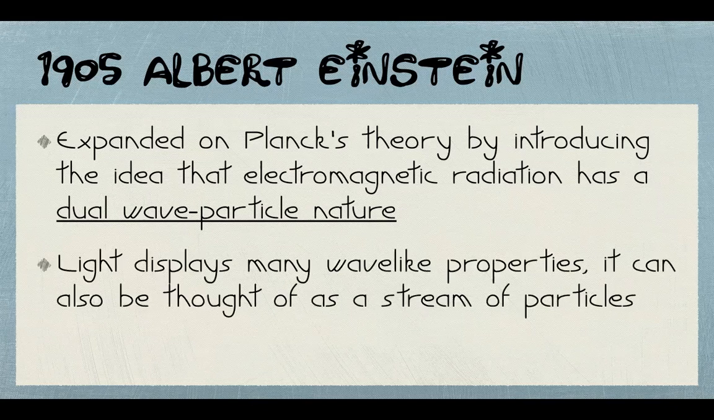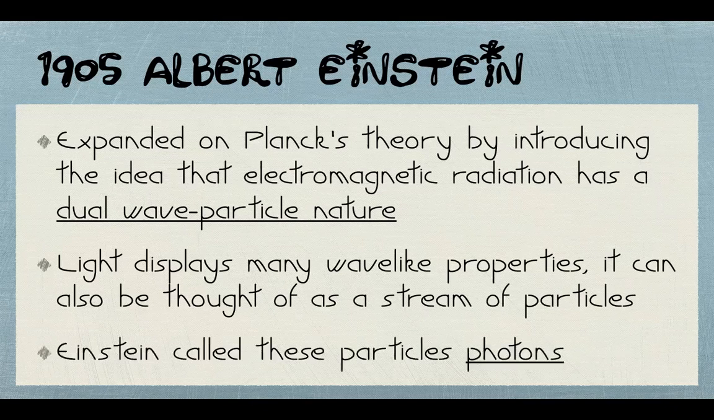So light can have the properties of waves, but it can also be thought of as a stream of particles, a lot like the analogy of a wave in the ocean. Even though the wave can be looked at as one entity, if you zoom in at the molecular level, it's actually made of lots of little particles. Einstein called these particles photons, and that is what we call them now, the little packets of energy that are released in any form of EM radiation is called a photon.